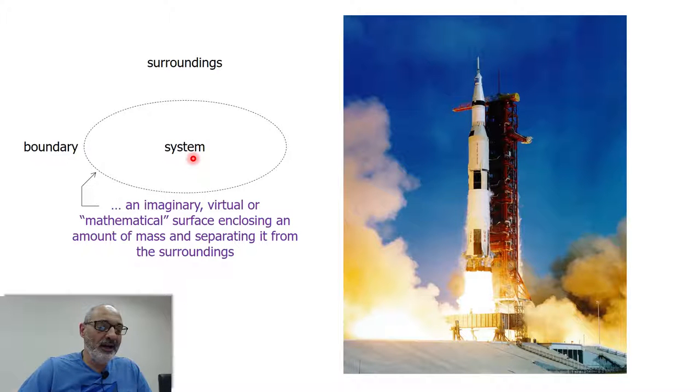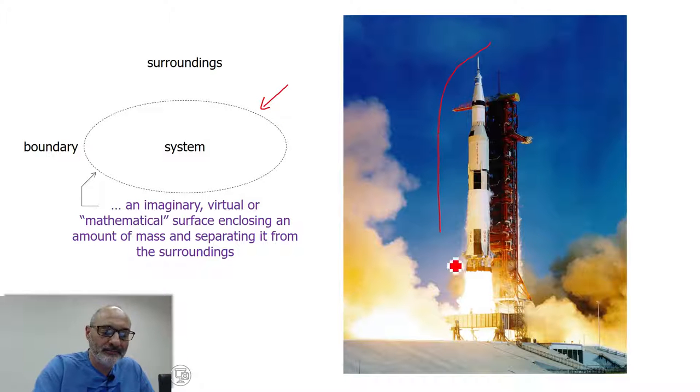By system, I already said it's a definite amount of mass surrounded by a boundary. This boundary does not need to physically exist. It can be a virtual, imaginary, or mathematical surface enclosing an amount of mass and separating it from the surroundings. So it's like the rocket here. You see, we can put this imaginary surface here. Our system is the rocket: the fuel, from the bottom to here, and this is the payload. So this is a system.